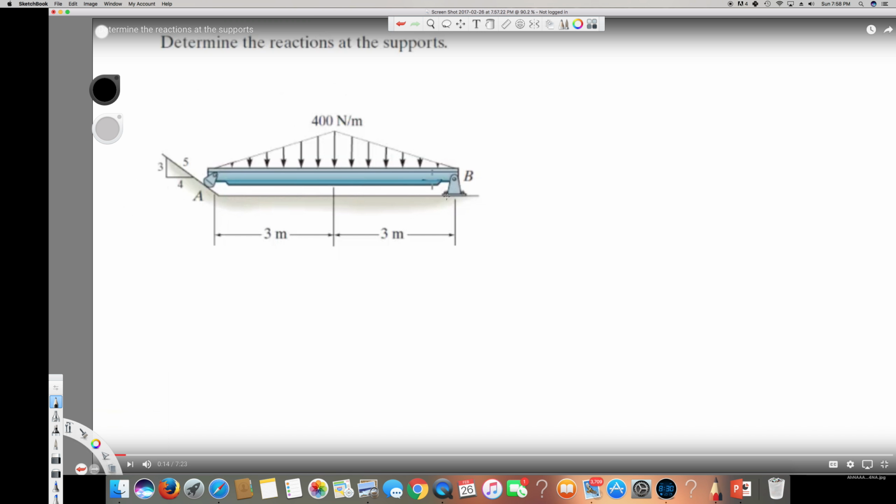So for this one, there's only one possible way. This is going to be acting this side, and therefore this is going to be acting this side. For this one, A is going to be acting directly to this side, and we have to know this is 90 degrees.